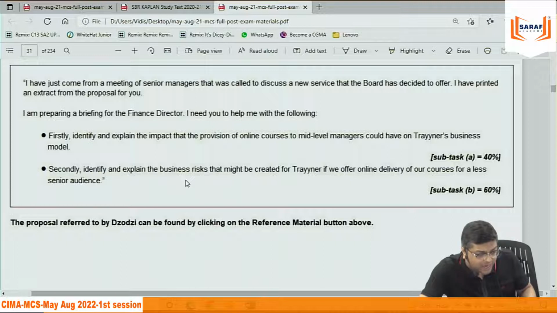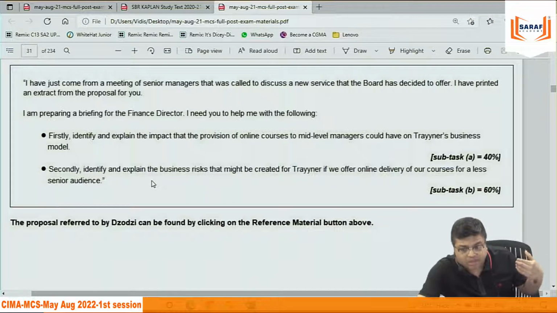Secondly, identify and explain the business risk that might be created for a trainer if we offer online delivery of our course for a less senior audience. They are saying that if we offer online, here it is middle level managers, less senior audience, then what will be the business risk arising to the company? What will be the evaluation process? What will be the effect on the brand of the company, goodwill of the company, whether the clients will be interested in that, whether we will be losing the clients? So many things need to be written up.